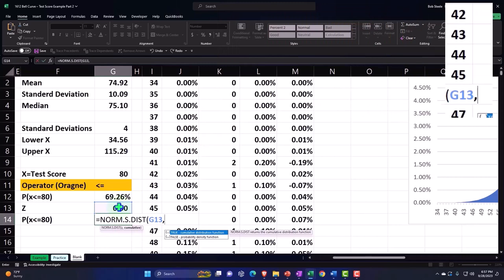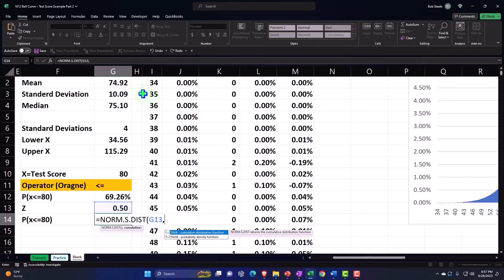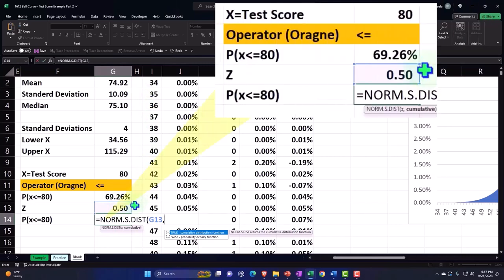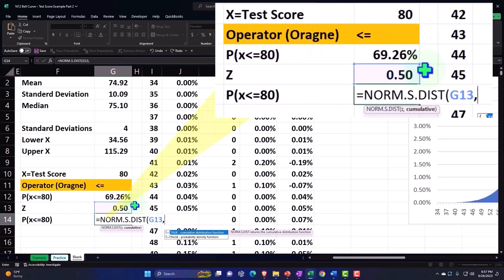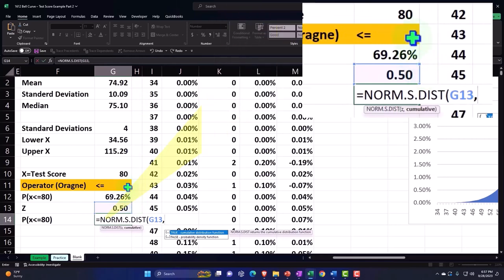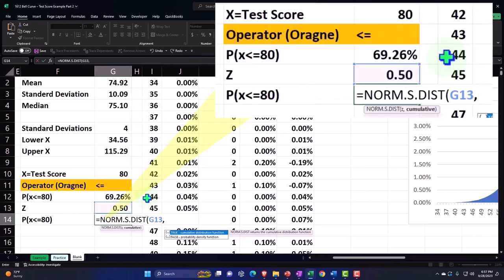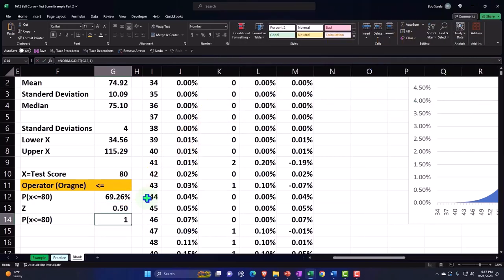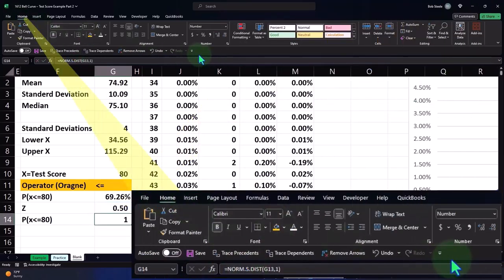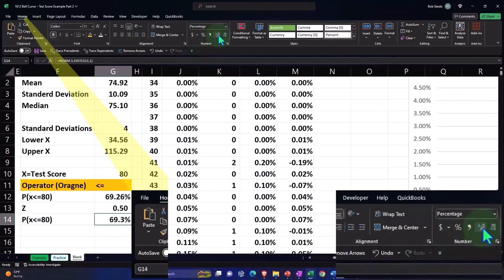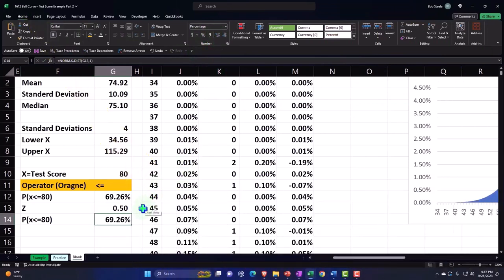Notice I don't need the mean and the standard deviation. Why? Because they're already in the Z-score, because we calculated the Z-score with the X, the mean and the standard deviation. So all we need to do is say, is it cumulative or not? I'm going to say it is cumulative with a 1, and we should get to the same number, home tab, number group, percent, adding some decimals, of that 69.26.